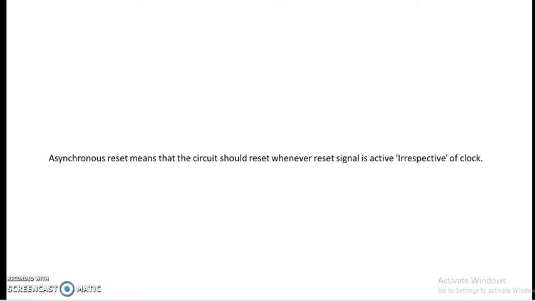Now let me tell you what is meant by this asynchronous reset. It means that whenever the reset signal is active, irrespective of the clock, the circuit should reset. So whatever the clock may be, if the reset signal becomes active, our circuit should reset. This is what is meant by an asynchronous reset.